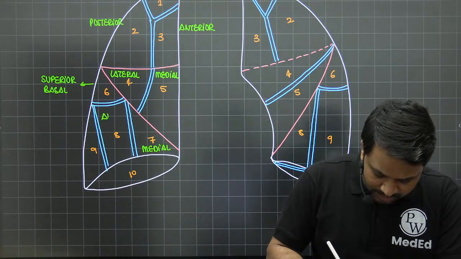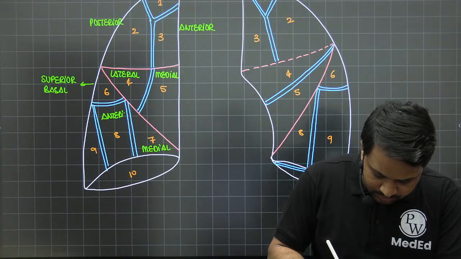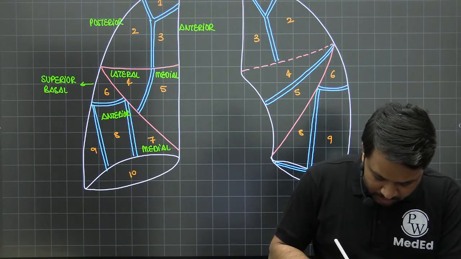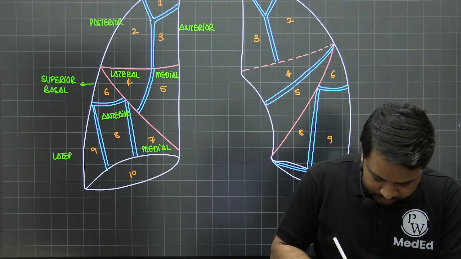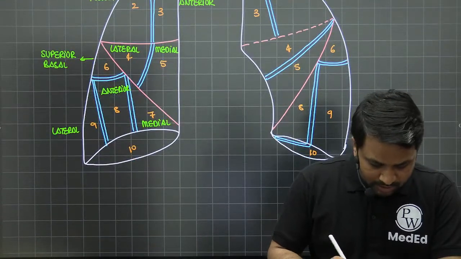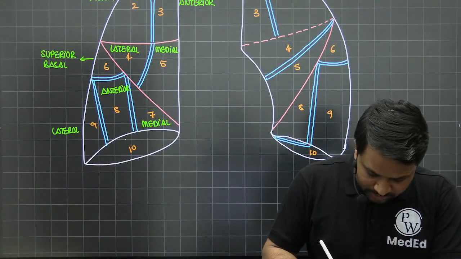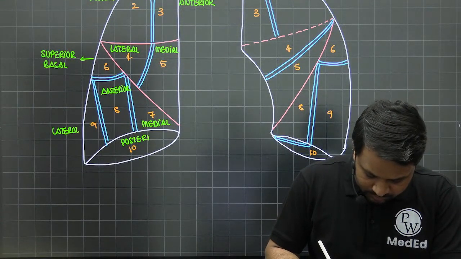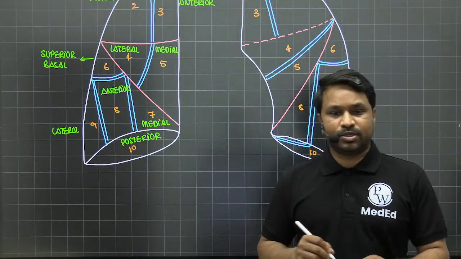8 is your anterior basal. 9 is going to be your lateral basal. 10 is your posterior basal.